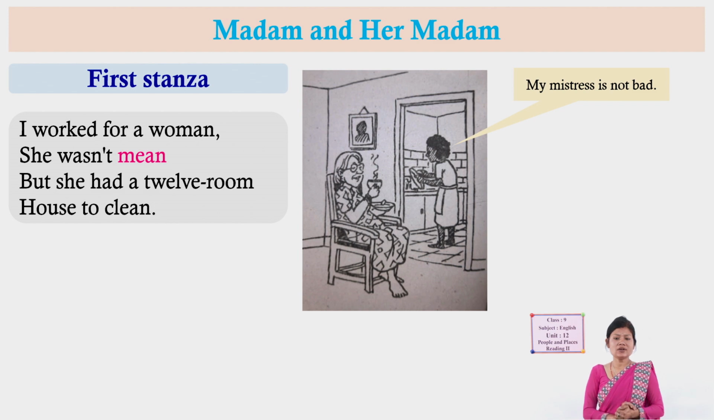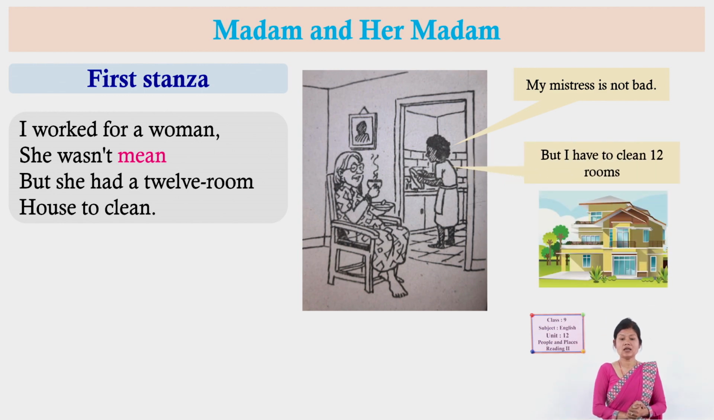So, she simply says, look here, my mistress is not bad. In this first stanza she says, I worked for a woman. She works in the house of a woman, and she is not bad. She wasn't mean means she was not bad. The servant doesn't feel bad about her mistress or the owner. But what's the problem? She has 12 rooms to clean. So, look here, big house, 12 rooms. She has the job to clean that house, those rooms.